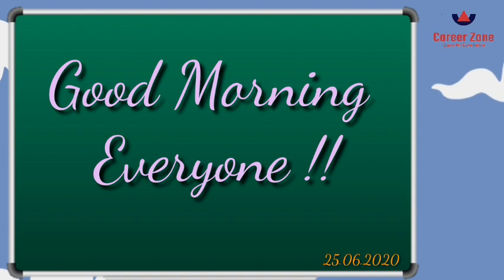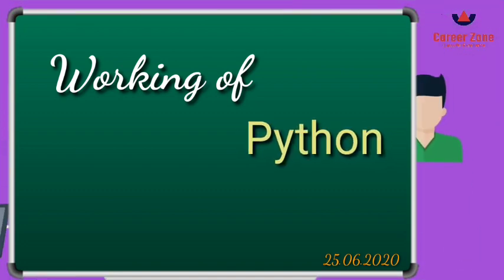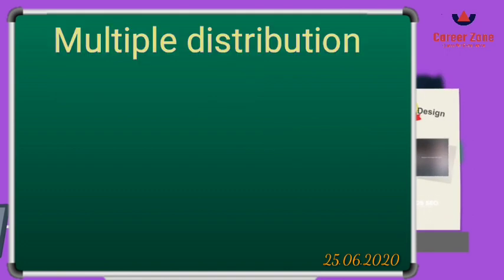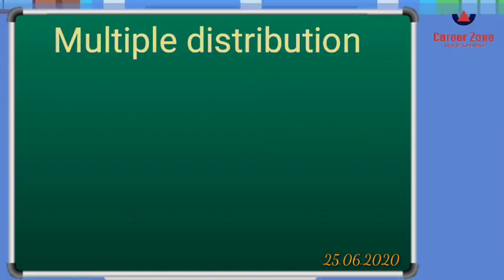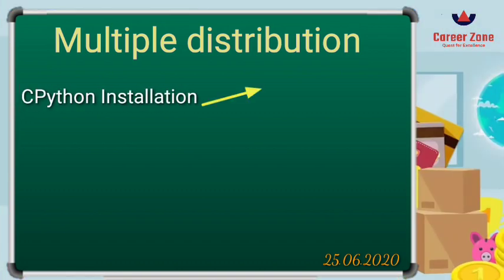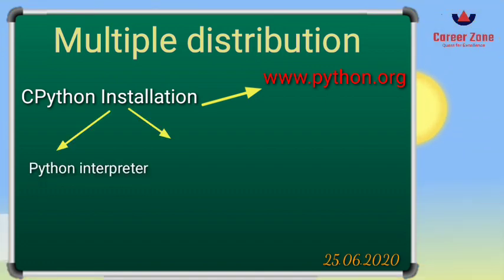Good morning everyone. So today I'm going to discuss the working of Python, how we are going to work on a Python screen. There are different kinds of distributions, or you can say multiple Python distributions are available on the internet, and the default one is the CPython installation, which you will get at www.python.org, which comes along with the Python interpreter and IDLE mode both.